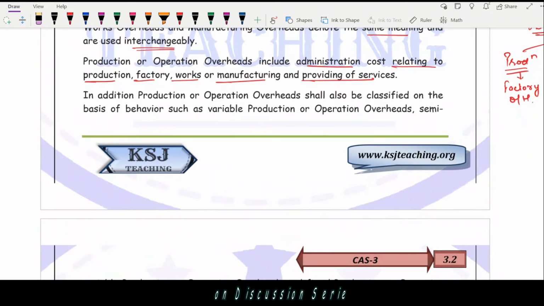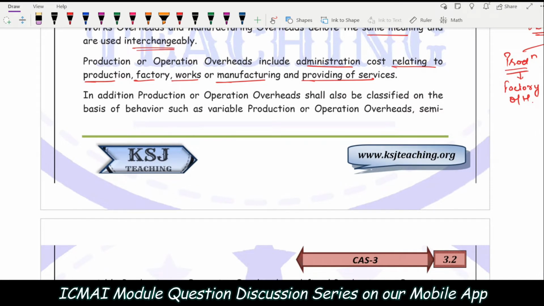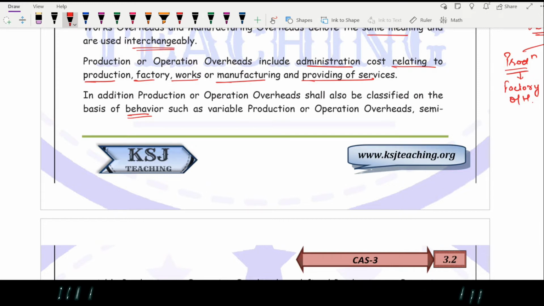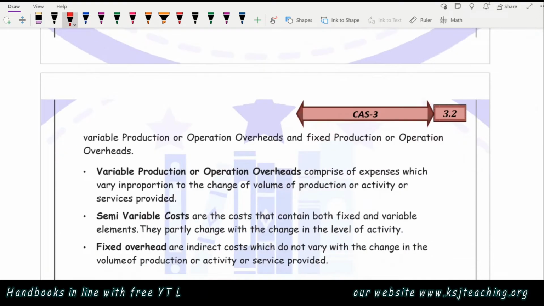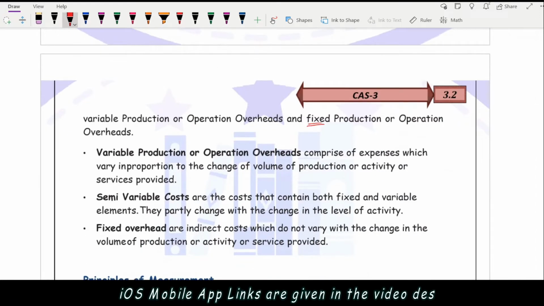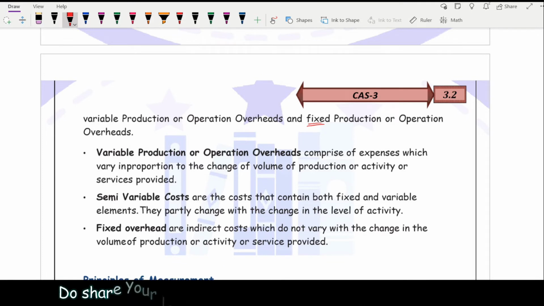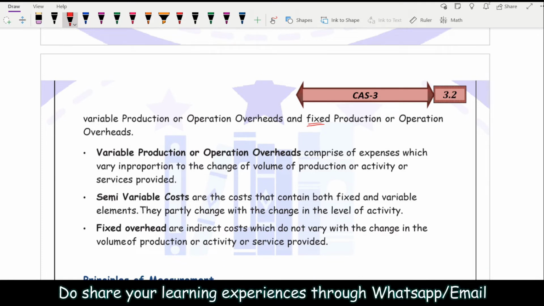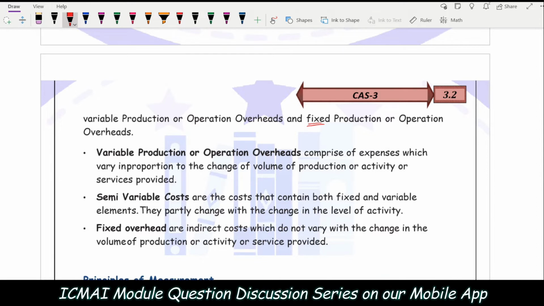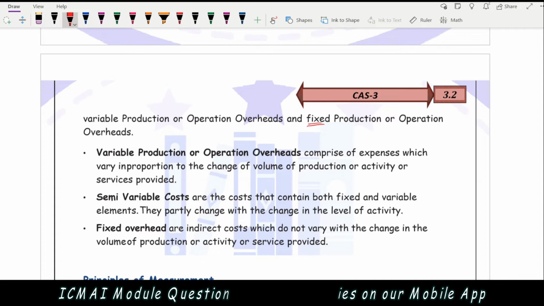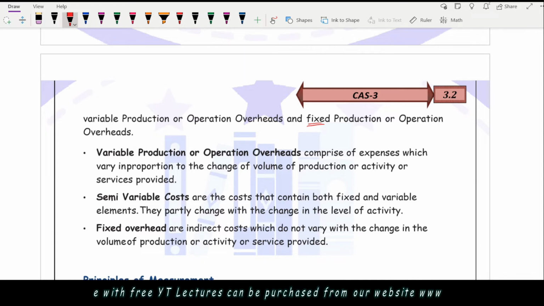In addition, the production or operation overhead shall be classified on the basis of behavior, such as variable production overheads, semi-variable operation overheads, or fixed. That is, their behavior will change with the number of units produced or not. If they are changing, it is variable. If it is not changing, then it is fixed. If it is changing to some extent, then it is a semi-variable overhead, right?